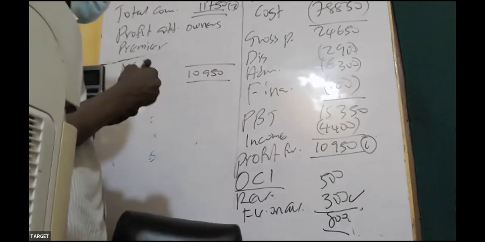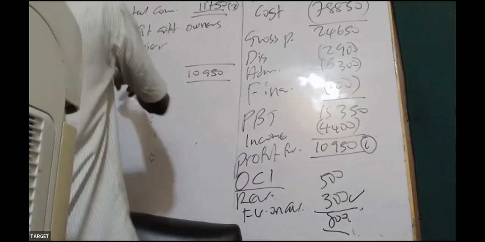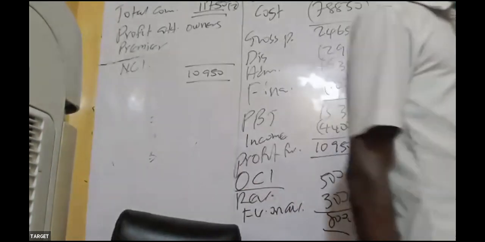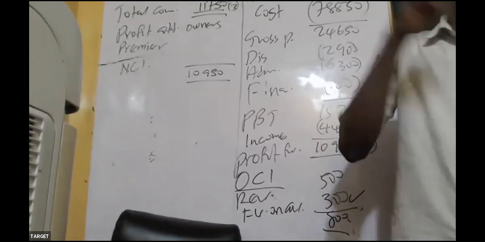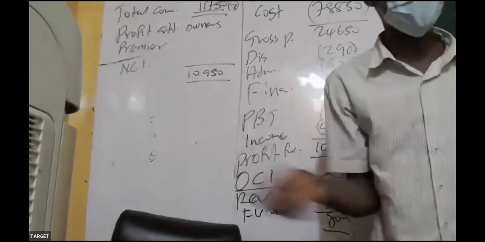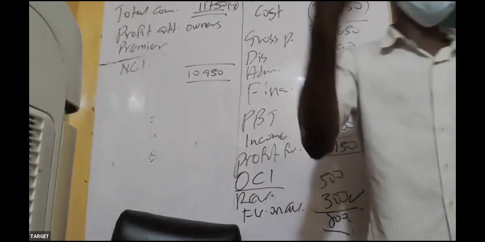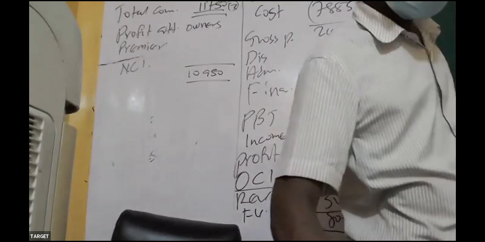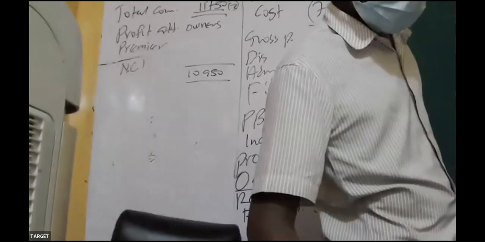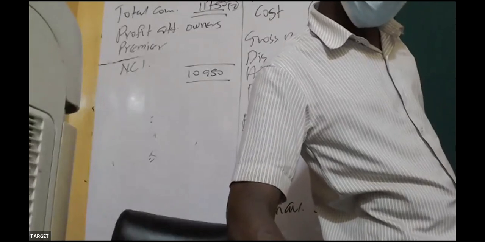Underline it like this. How do you get the NCI's own? It's so straightforward. To get the NCI's value, just go to the P&L, pick the profit after tax, and find NCI's share of the profit after tax. If there's anything that will affect NCI's profit, kindly list it. That's all. Something like excess depreciation, unrealized profit, list it. That's all. So pick the profit after tax for that of the subsidiary.